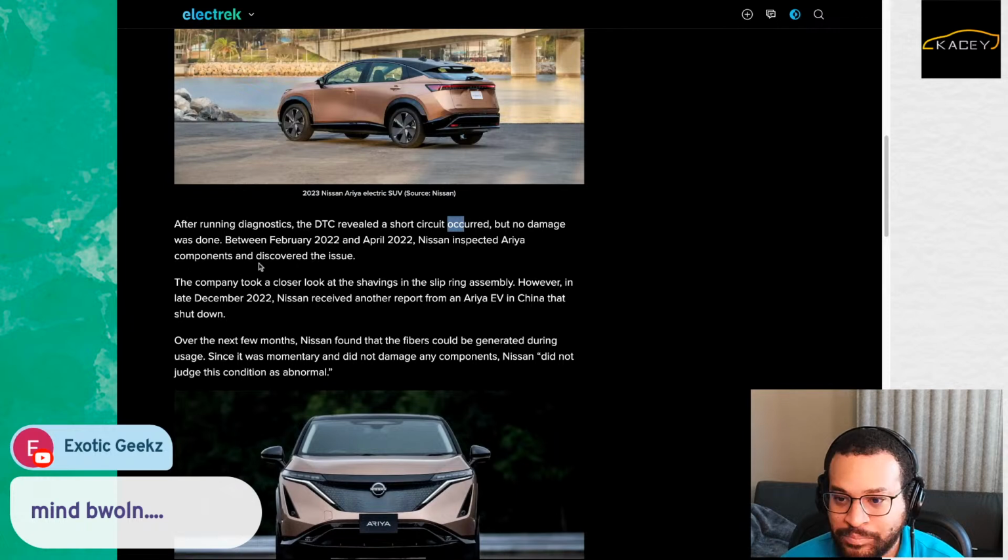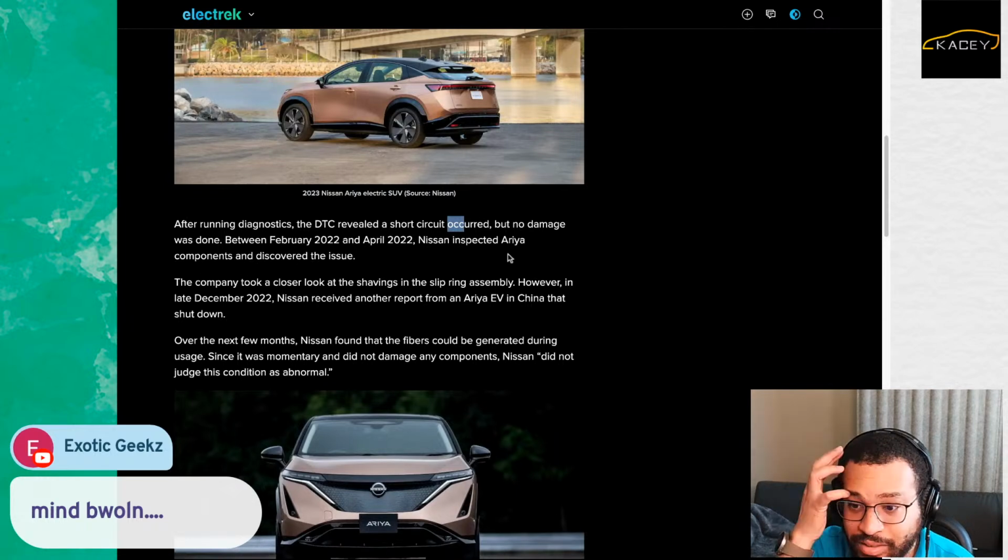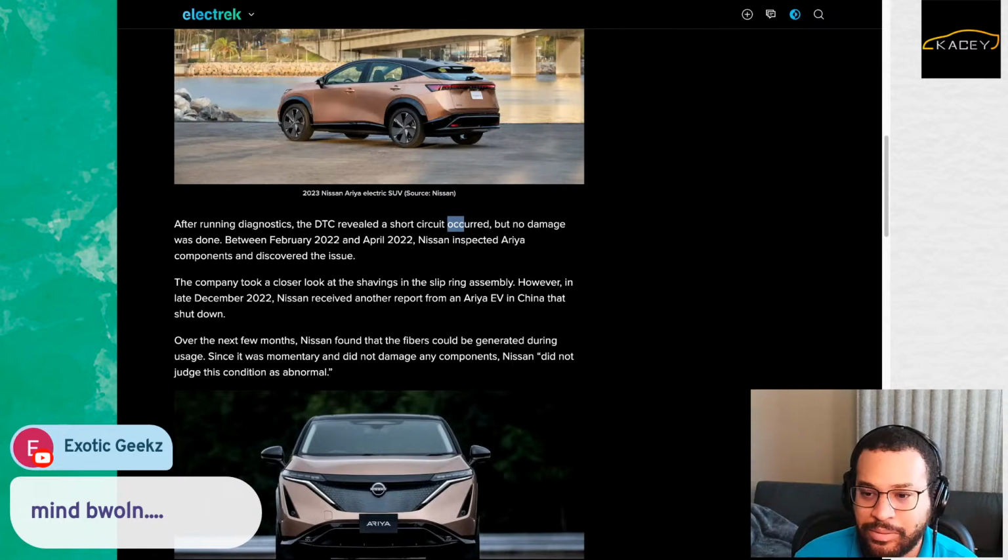Let's see. Between February '22 and April '22, Nissan inspected Ariya components and discovered the issue. Okay, that's reasonable. You found the problem in January, and next month you started looking into it, and for the next 2 months, you were working on diagnosing it. That's great. But that was April, and we're now in October. Tell us more. Nissan inspected the Ariya components and discovered the issue.